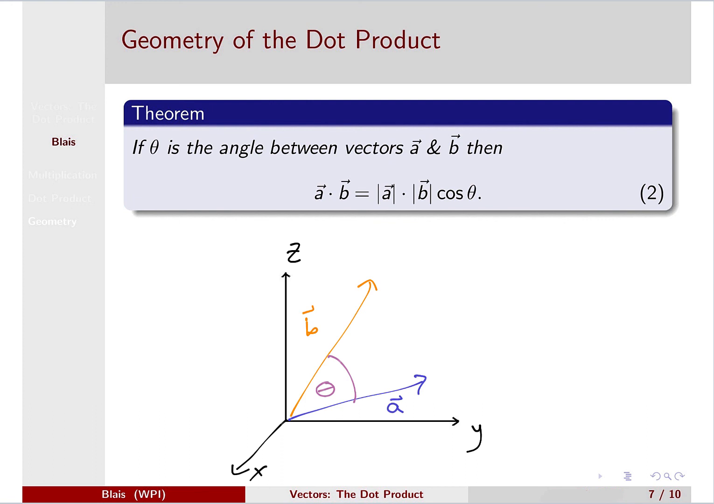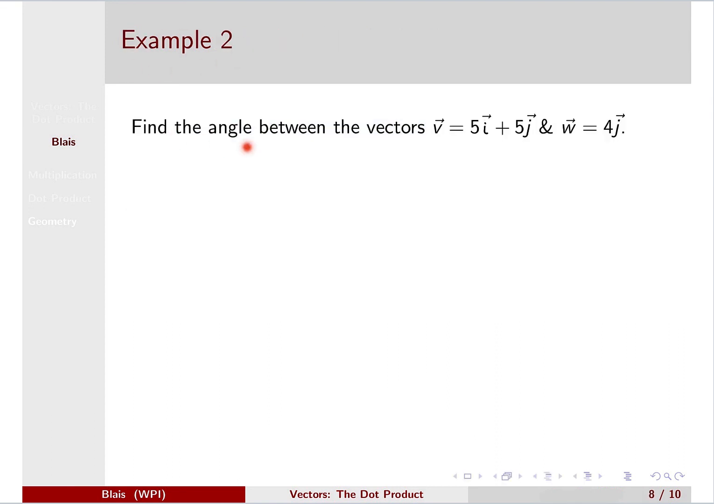This is very useful, in particular for finding the angle between two vectors, because if you have the vectors A and B, you can solve for cosine theta in that equation 2. And given vectors A and B, this is something on the right that you can compute. For example, if we consider vectors V is 5i plus 5j and W equals 4j, let's find the angle between these.